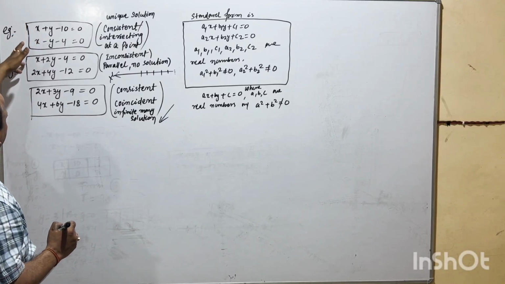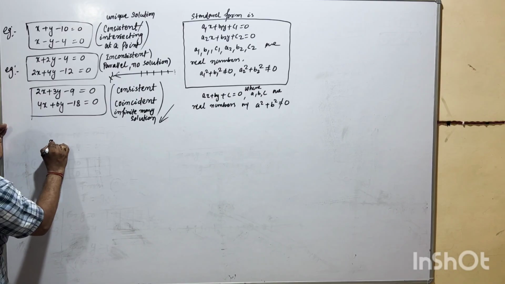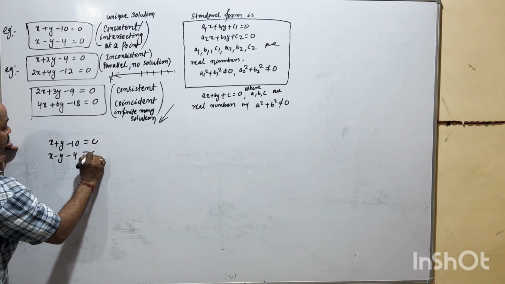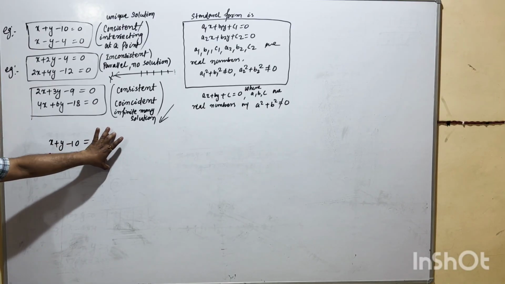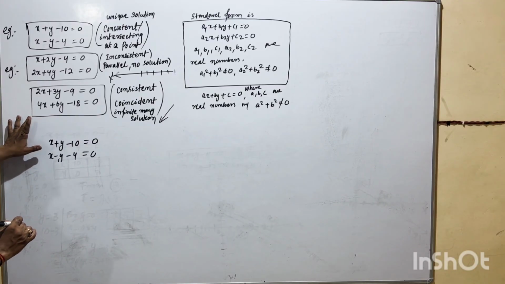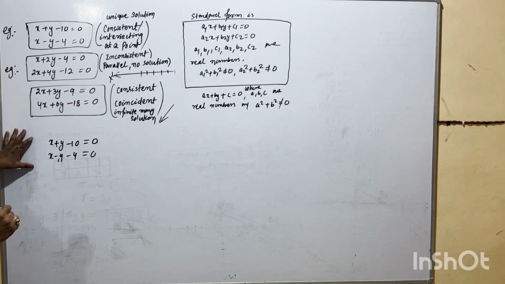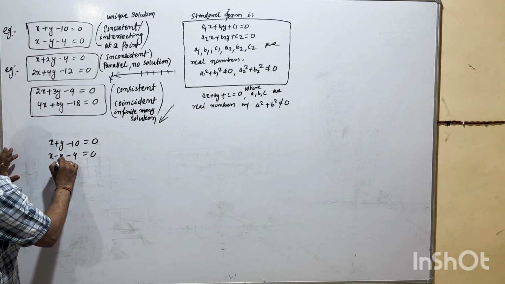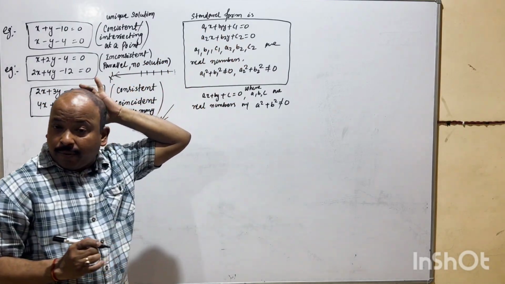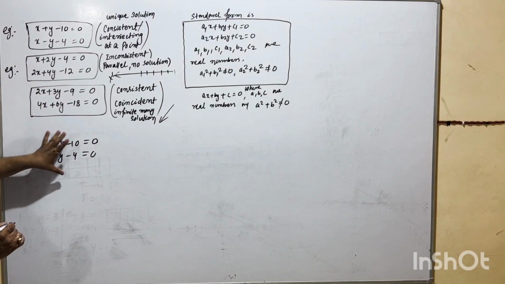From this pair of linear equations, we just find out their coefficients. Consider the first one: x plus y minus 10 equal to 0, and x minus y minus 4 equal to 0. They are in the standard form. Okay, first, before finding the solution using the conditions, you make the pair of linear equations in two variables into their standard form. That means a1x plus b1y plus c1 equal to 0, a2x plus b2y plus c2 equal to 0. So now they are in this form.